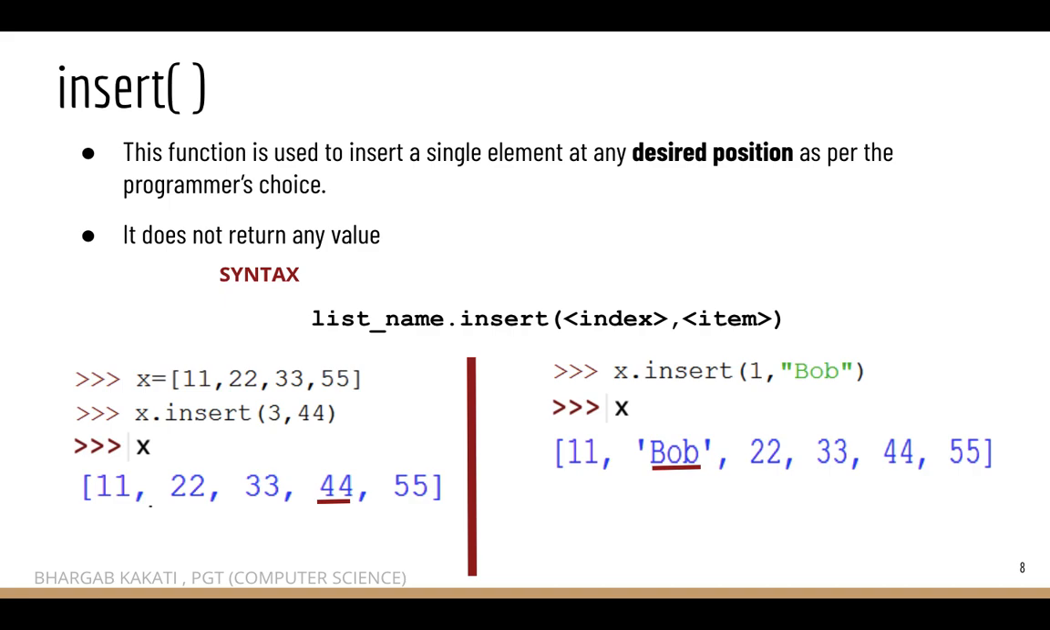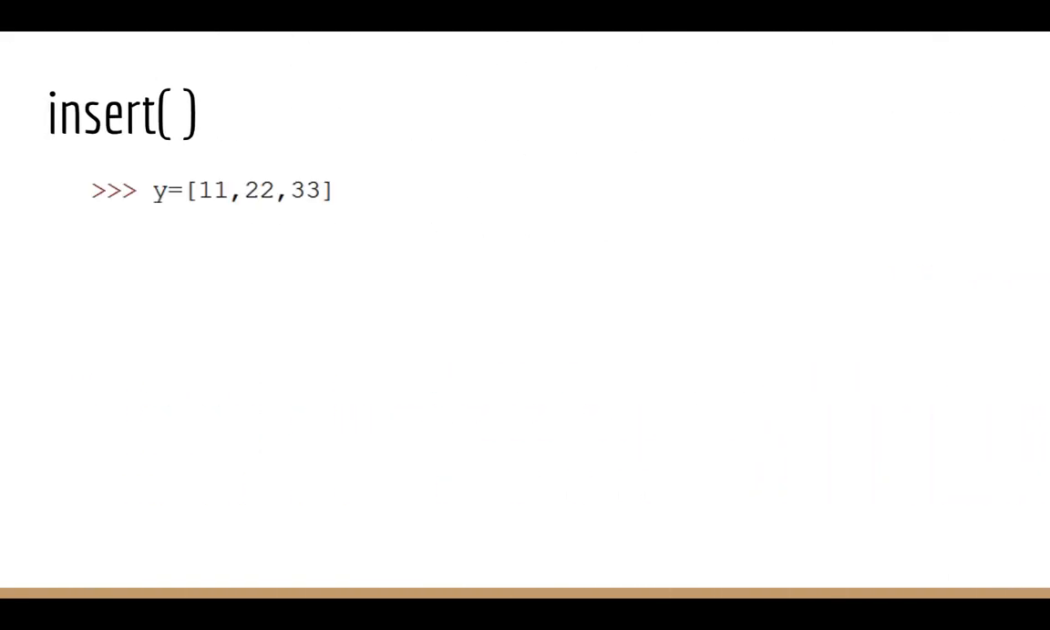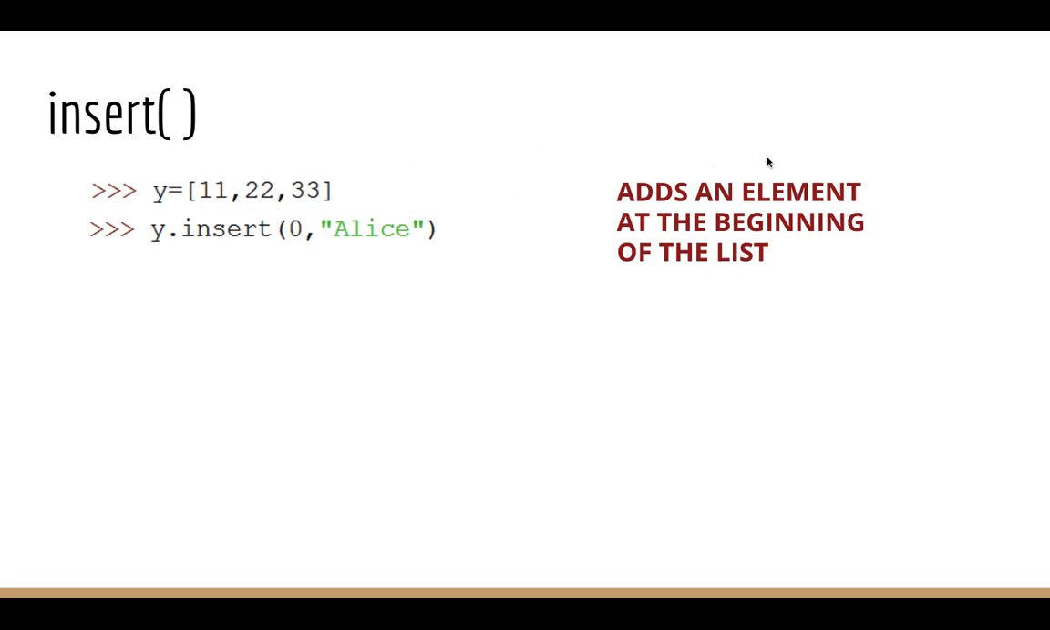Let's see some special cases related to the insert function. Let's say we have a list called Y with the elements as 11, 22 and 33. Now if I want to add an element at the beginning, what is the index? It is 0. So what I'll do? I'll write list name, that is Y dot insert, and then I want to add the new element Elise at the index 0, meaning at the beginning of the list. So then what it does? It will add an element at the beginning of the list.